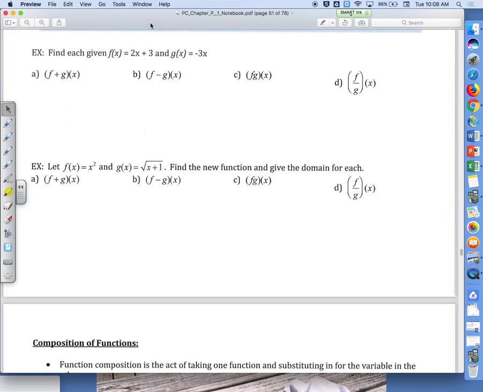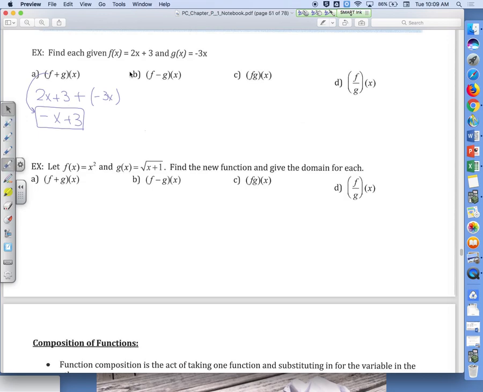So let's try a few of these. Like I said, they're really not that bad. So the first one, f of x equals 2x plus 3. g of x is negative 3x. So they said, what do you get if you add these two functions together? So f of x is 2x plus 3 plus g of x, which is negative 3x. And then just simplify these. You'll get negative x plus 3. So that's what f plus g of x is equal to.